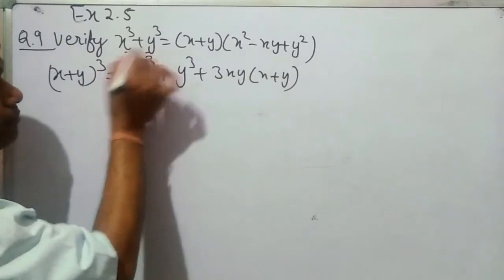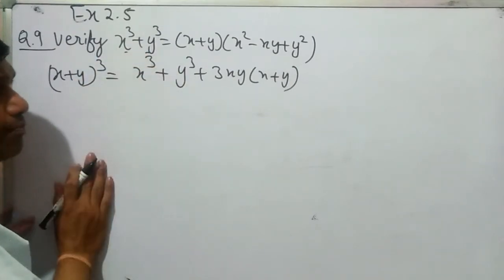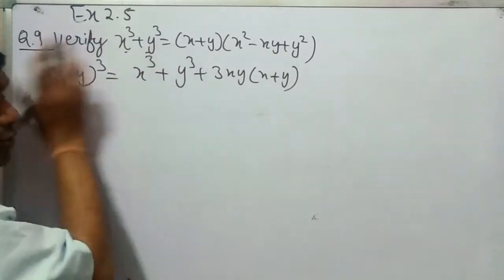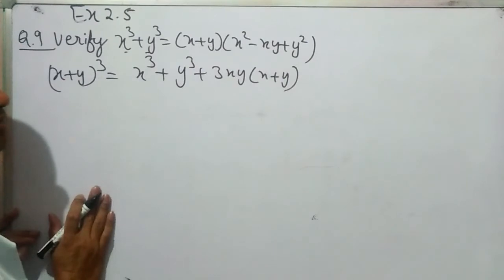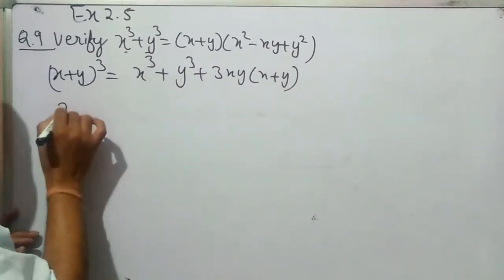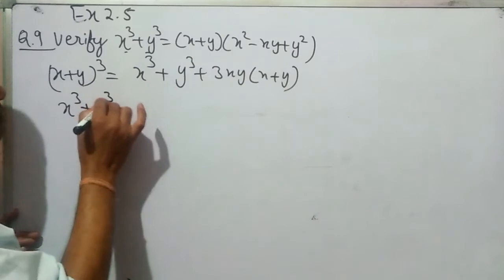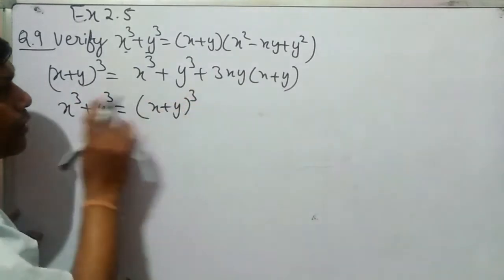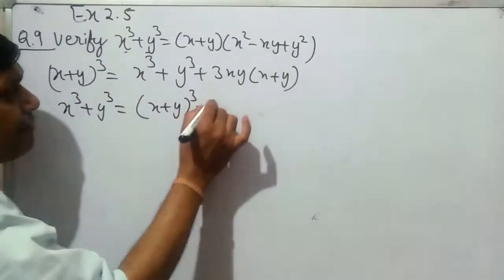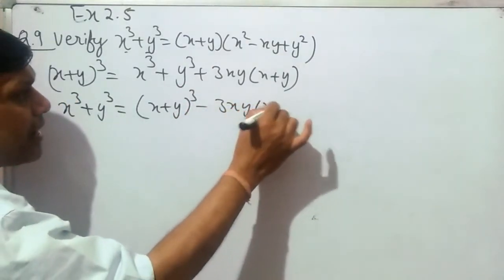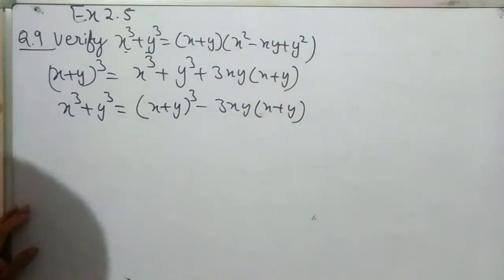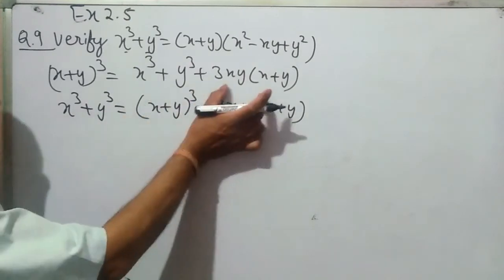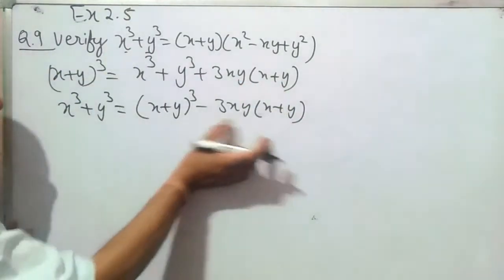What we need to find is x cube plus y cube. Leave it to one side. Take the other part to the different side. So we take this as left side, x cube plus y cube. On the right side we are taking x plus y whole cube, subtracting from it 3xy multiplied with x plus y. We need to find x cube plus y cube. We put it on one side. We take the remainders on the other side in the subtraction.